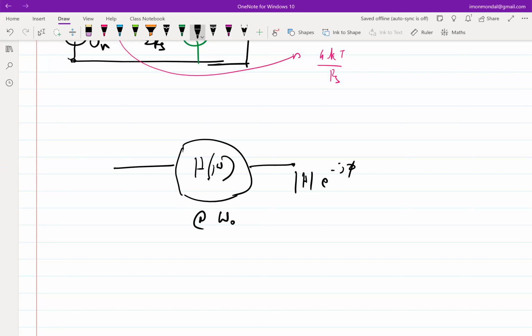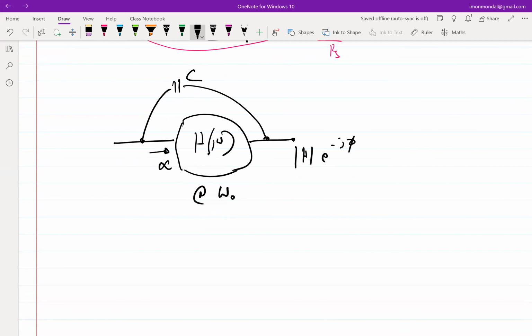Okay. So let's say I introduce a capacitor, similar to a Miller effect, right? So I introduce a capacitor here, and let's assume this impedance is infinite. Nothing goes into H of j omega. So what is the impedance that I see?